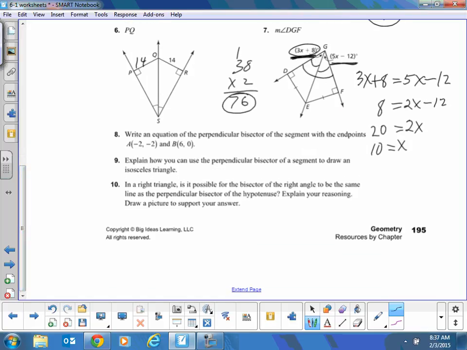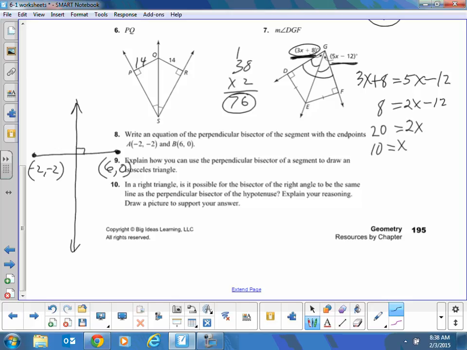Write an equation of the perpendicular bisector of the segment with the endpoints. I love these. So these are his favorite problems. So are these ones your favorite, Mr. Barrow? In this section, they are. I'm going to be perpendicular to this line. This line is a segment from -2, -2 to 6, 0. I want to be perpendicular to it and go through the midpoint. So I want to be perpendicular and go through the midpoint.